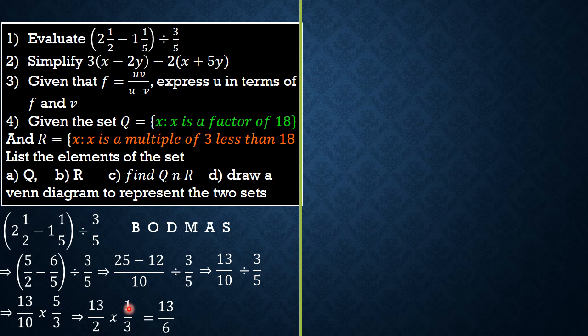Great. So guys, let's look at question 2. Question 2 wants us to simplify 3 times (x minus 2y) minus 2 times (x plus 5y). All right, this is it.